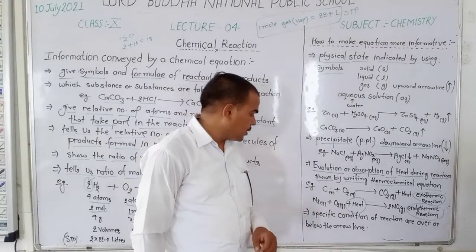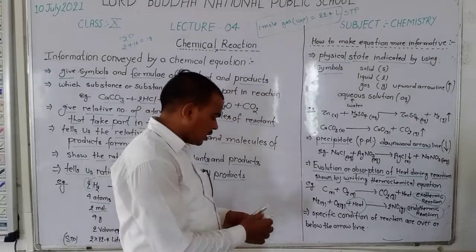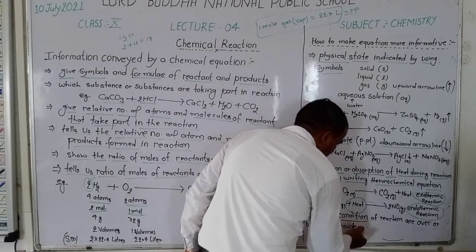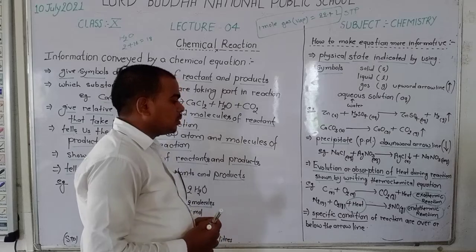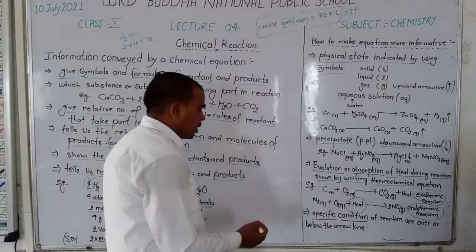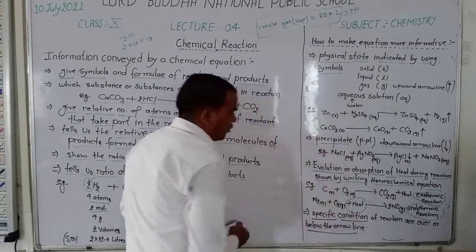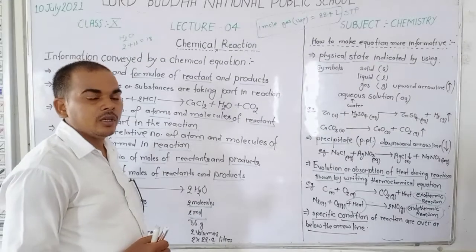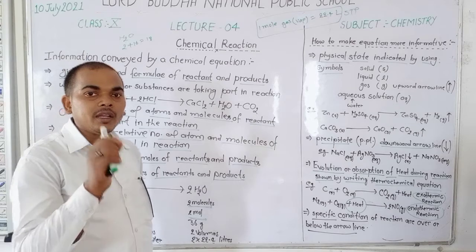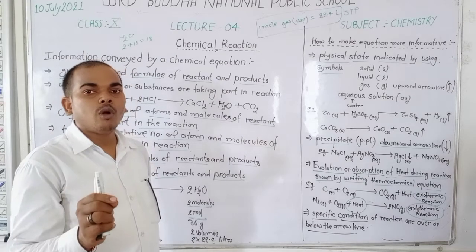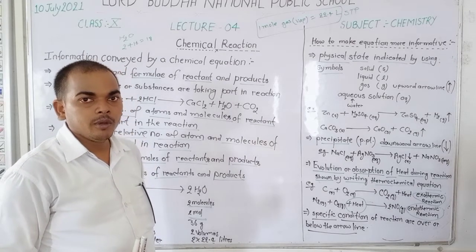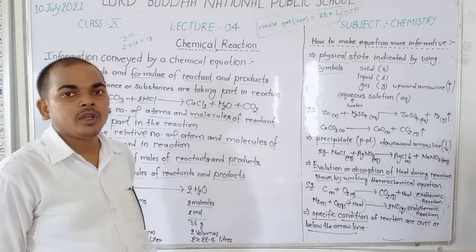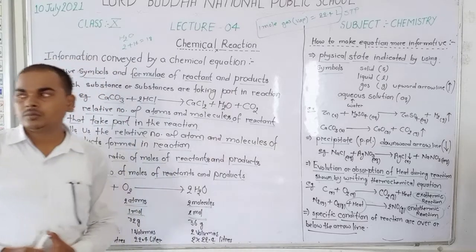Okay. Next point, the specific condition of reactions is written over or below the arrow. If a reaction takes place in a specific condition, the specific conditions are written above the arrow or below the arrow. Firstly, take the screenshot and note it down in your notebook.